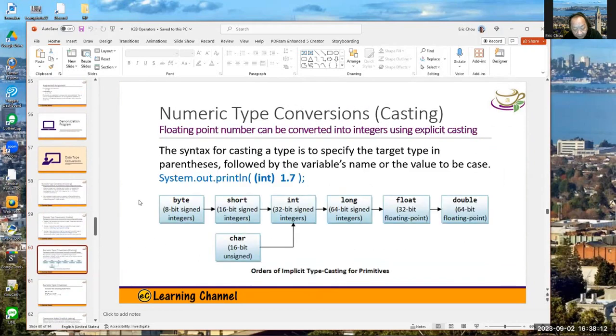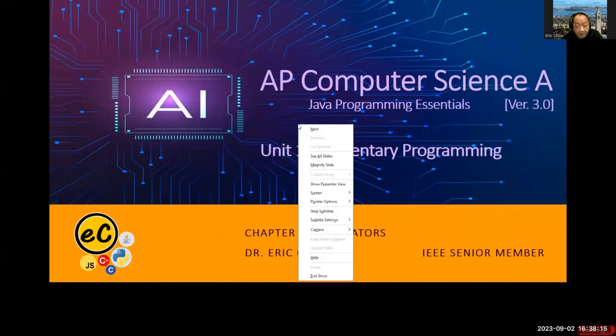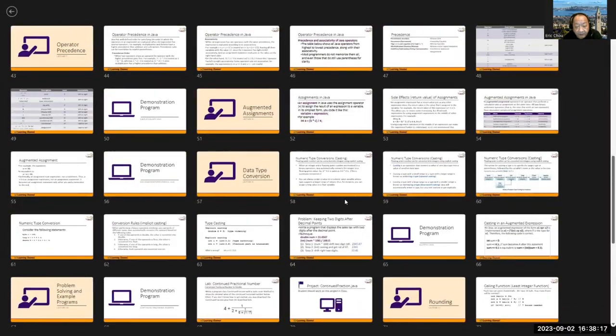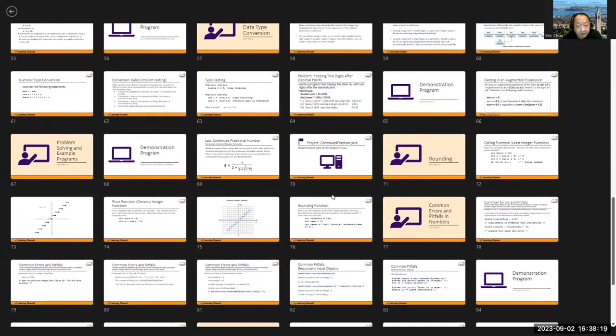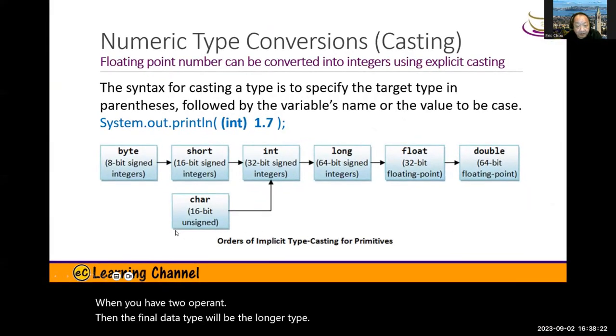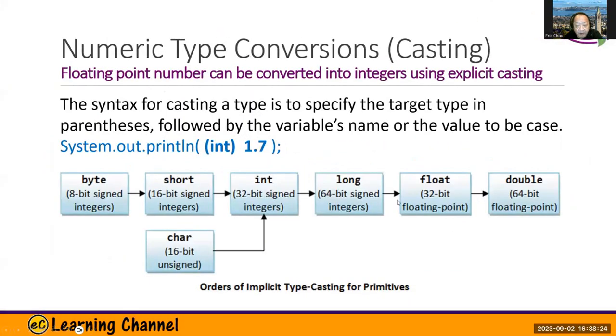This diagram is very important. When you have two operands, the final data type will be the longer type. So if you have an integer plus a double, you become double type. If you have a short plus an integer, you become integer. You have a char plus an integer, you become an integer. This is what this chart is. But this one actually does not have a string. String is longer than double. Any question?